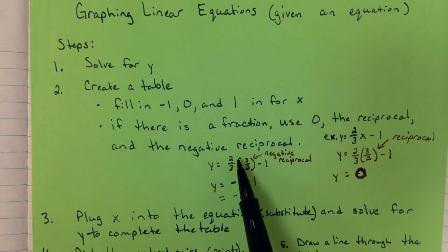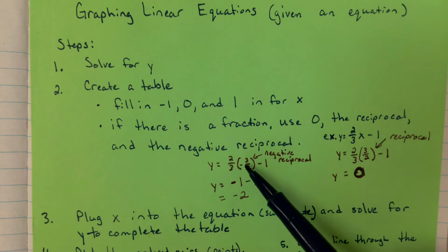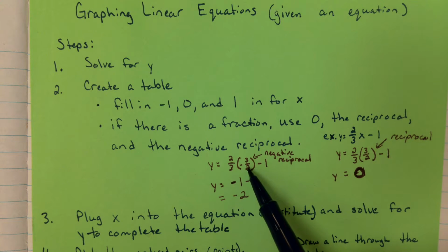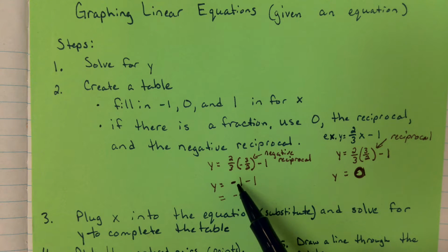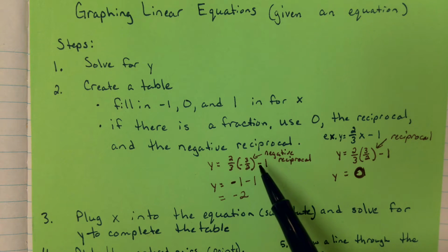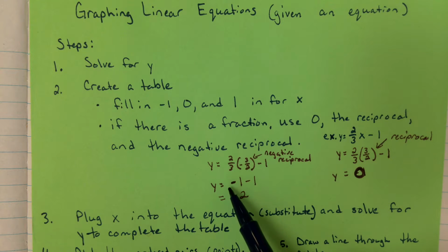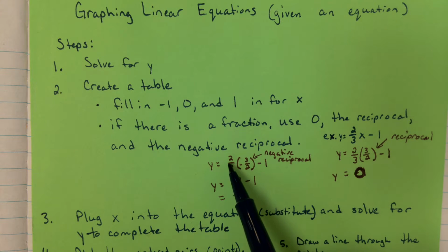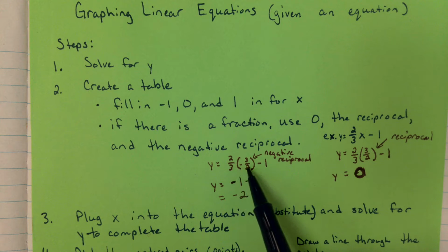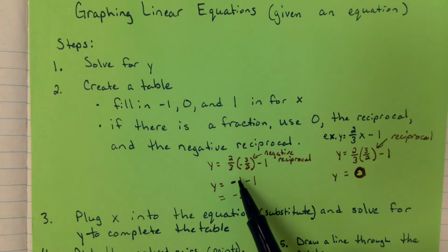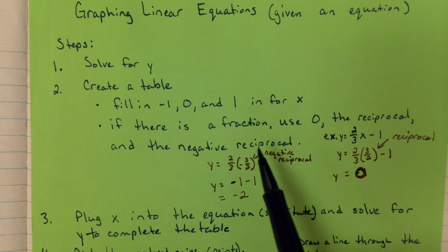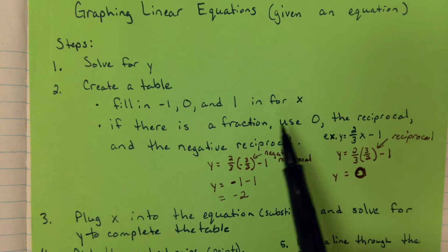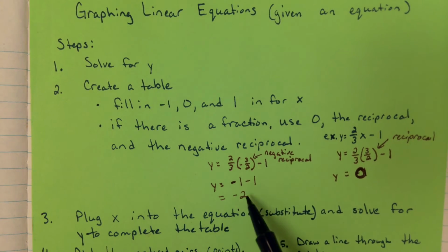Then the other one's supposed to be the negative reciprocal. So that is your fraction flipped, and then you make it negative. So 2/3 times -3/2, that's -1. And you can work those out. A positive times a negative is going to be a negative. And then 2 times 3 is 6, and 3 times 2 is 6. 6 divided by 6 is my -1 there. That's how you get that. So then I would have had -1 minus 1, which is -2. So the reason we're using our reciprocal is to give us nice graphable numbers here.